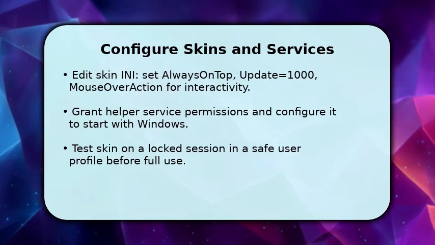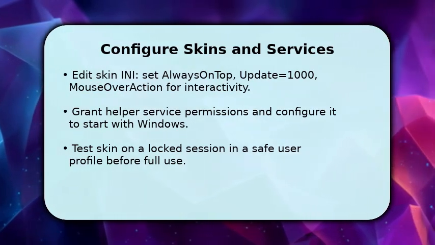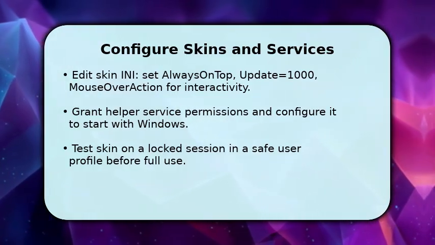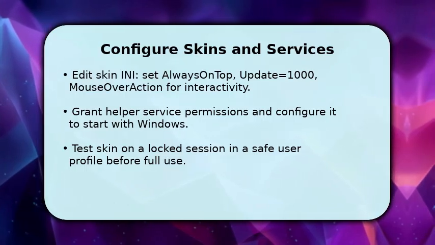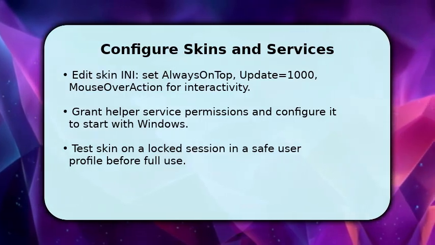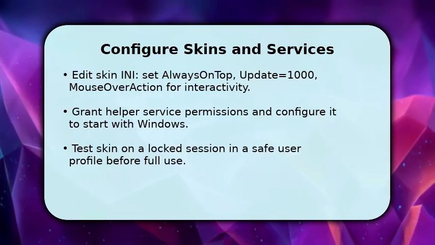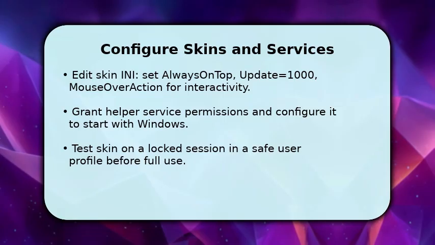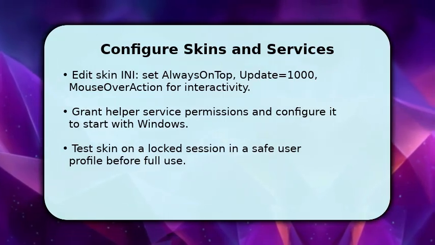Next, configure the skin and supporting service so Rainmeter can display while locked. Open the skin INI and enable Always on Top, set update interval, and add mouse over action handlers for clicks. Then install and grant the helper service the rights it needs, and configure it to start with Windows so the lock screen can call the skin renderer.